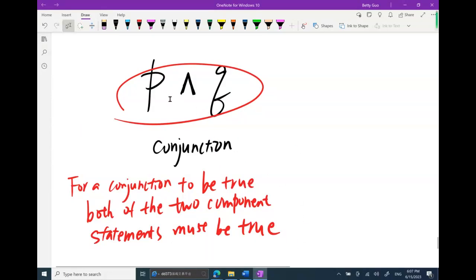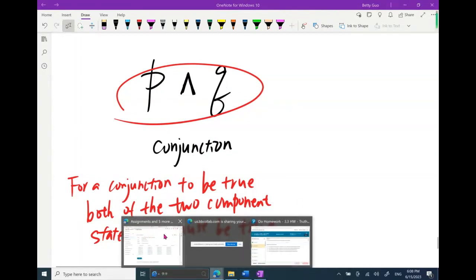Even if just one component is false, the conjunction is false. When P is false and Q is true, the conjunction is false. When P is true and Q is false, the conjunction is false. When P and Q are both false, of course, the conjunction is false. There's only one case in which the conjunction is true. That is when both P and Q are true. Any questions?